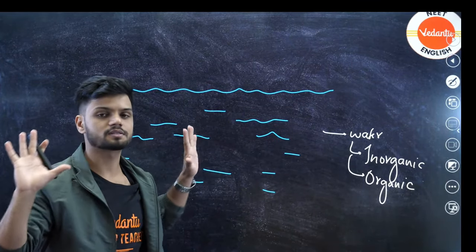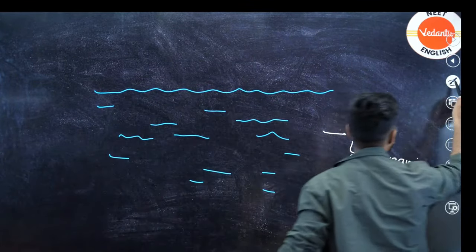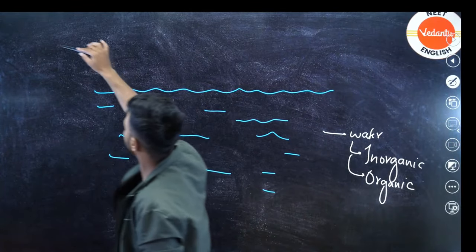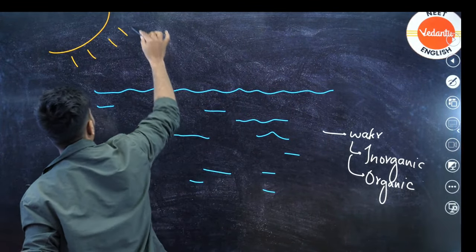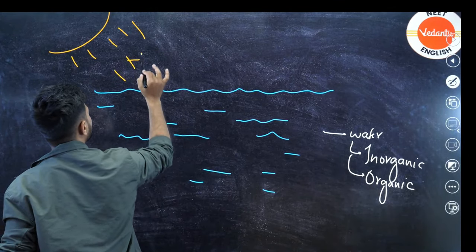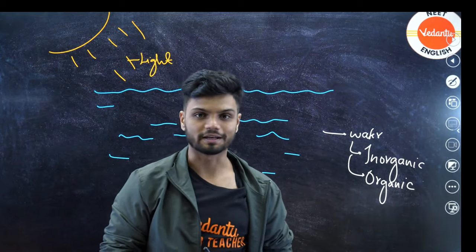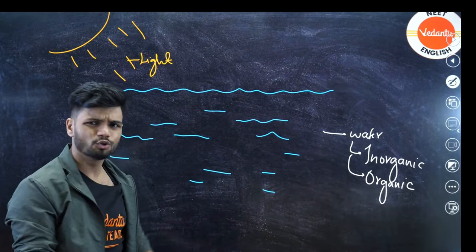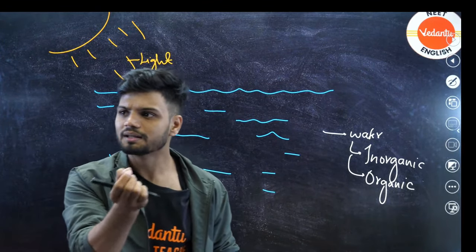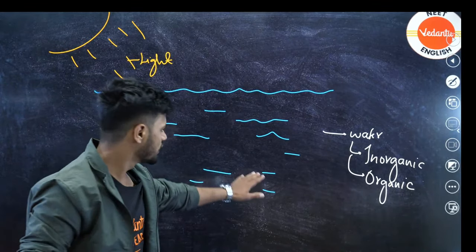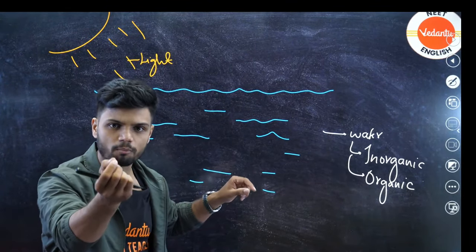Then we also have a sun coming out here. Beautiful sun is coming out here, which is giving out sunlight. Now, inside this water, do we have certain oxygen in it? Yes, it has oxygen inside it. That is a form of air.